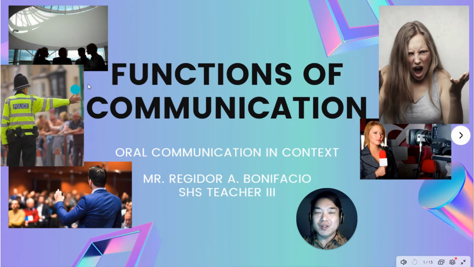The first photo shows 4 friends who are talking about anything under the sun. The second picture shows a policeman who is signaling traffic and organizing traffic on the road. The third one, we can see here a motivational speaker who is delivering an inspirational speech to his listeners. The fourth photo obviously shows an angry woman who is expressing her anger to someone or to something. And the final picture, we can see here a TV female reporter who is broadcasting her news live to the viewers and to her listeners.